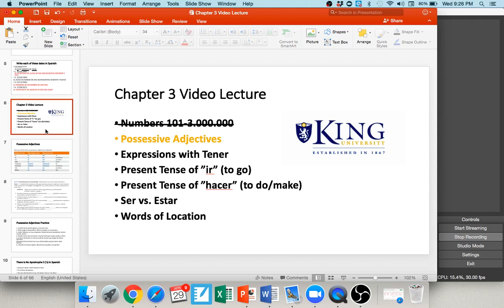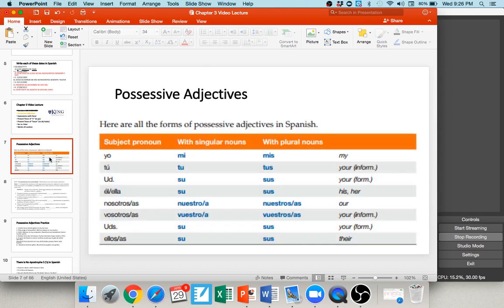We have these possessive adjectives in English too. My, yours, his or her, our, their. We use these possessive adjectives all the time in English, and same way in Spanish. So the difference is that in English, there's only one way to say my. There's only one way to say your.